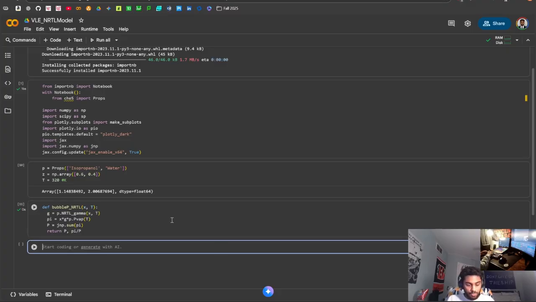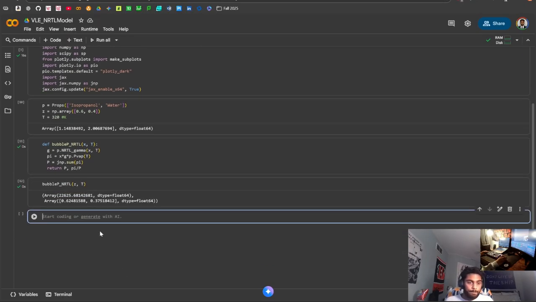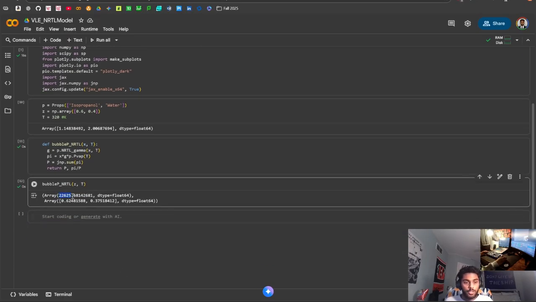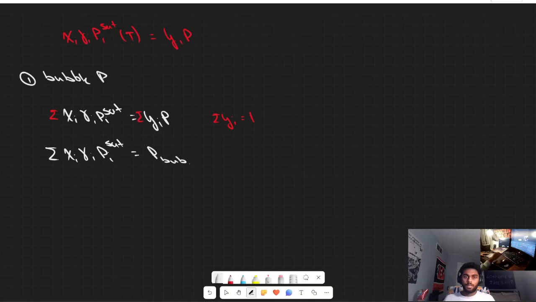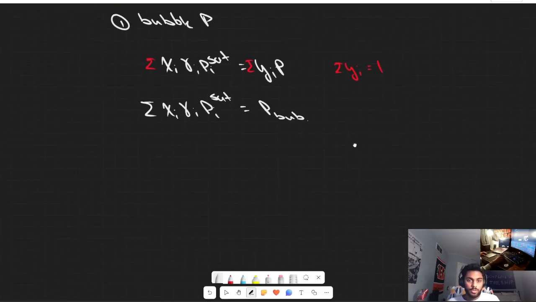So let's just run this. Let's see if it gives us good values. So Z is our compositions, T is our temperature. Let's run that. And it looks like we have our bubble pressure is equal to around 22,000, 23,000 pascals. And we have compositions of our first bubble of vapor. So the next step would naturally be getting our bubble temperature. Let's just stick with the bubble train. We'll go on to the dew points later.